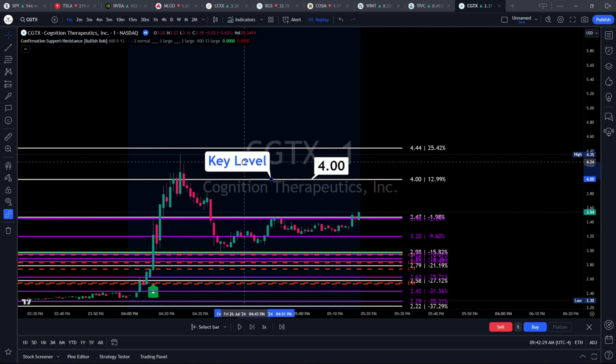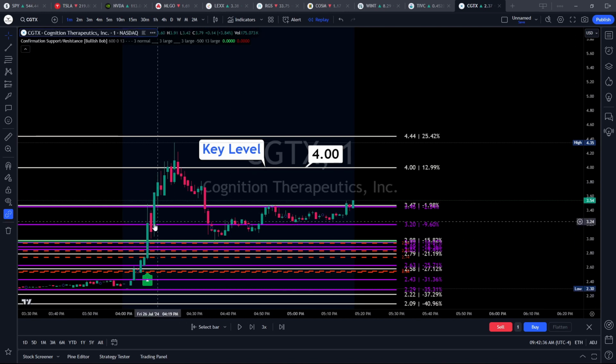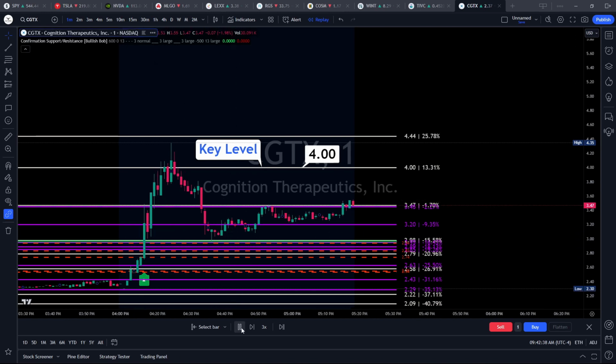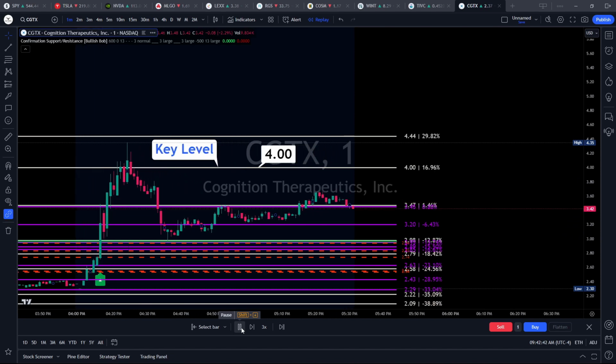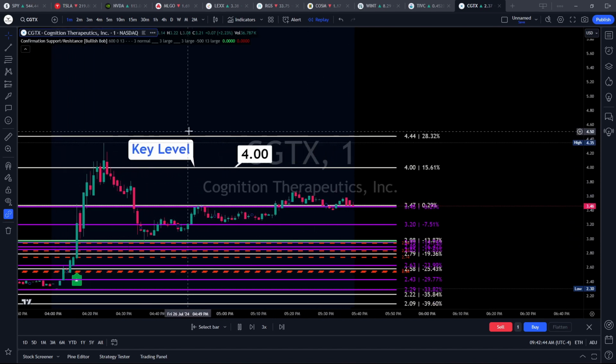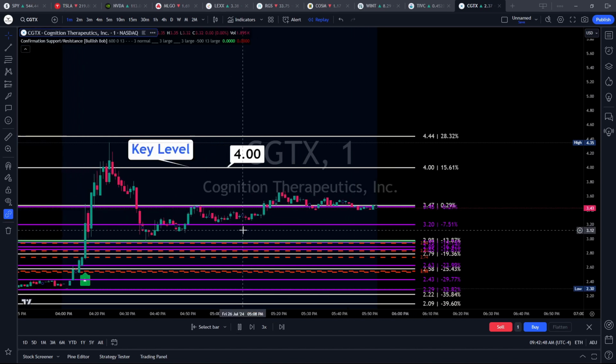But that being said, guys, this is the confirmation strategy. We're looking for it to close over our key levels and continue. And we can see that it did so over here. So let's hit play and see how this pans out. So CGTX, guys, Monday morning, $4 and $4.44, and of course, mental $4.50. Don't forget it is going to be the key levels for CGTX.